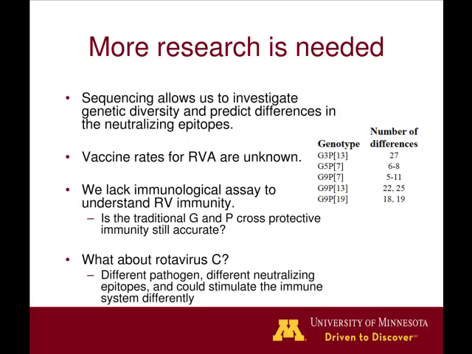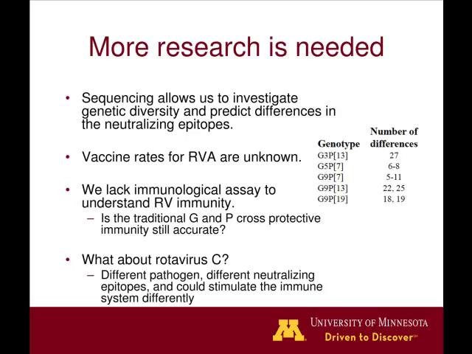So ultimately, this is my main take-home message that's important. Sequencing allows us to investigate the genetic diversity, and predicting the differences in the neutralizing epitopes may help us to better understand how rotaviruses are changing in the field. Vaccination rates for rotavirus A are really not known. At some point I'm going to go out there and try to get that information from the industry and work with producers who are using the vaccine strains. Ultimately, these are predicted epitopes, and how the vaccine is protecting against these strains isn't known.